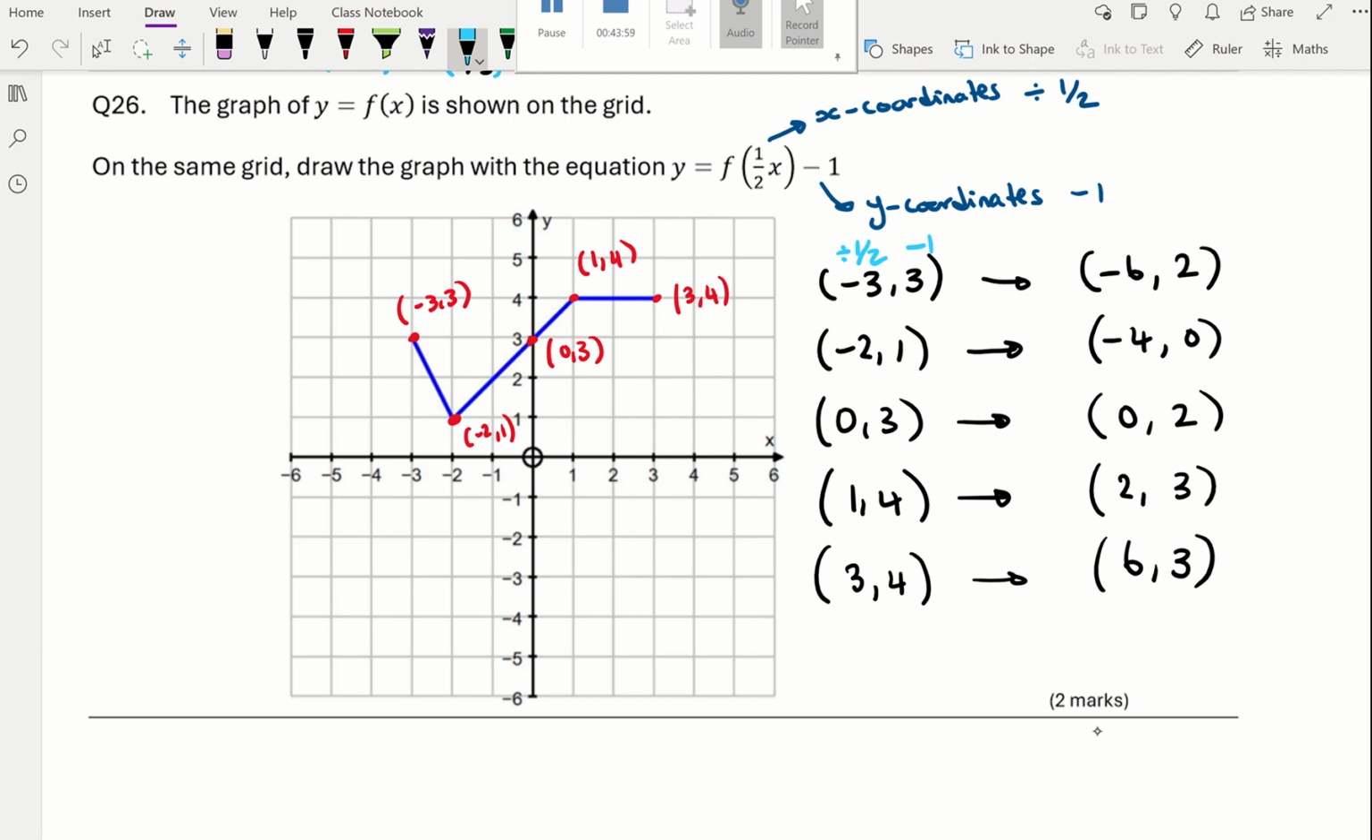And then I plot my new coordinates. -3, 3 becomes -6, 2. And then I have -4, 0. And I have 0, 2. And I have 2, 3. And I have 6, 3. And then connect them. Please connect them with a ruler. So make sure you connect them with a ruler.